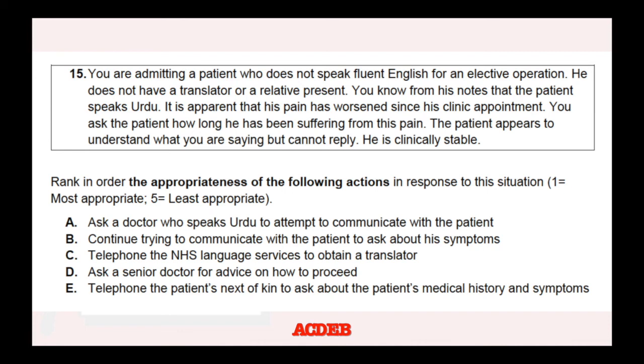So E is telephone the patient's next of kin to ask about patient's medical history and symptoms, and B is to continue trying to communicate with a patient to ask about his symptoms. Now although E sounds correct, there is potential confidentiality that might be broken here. So this is inappropriate. B is also inappropriate because you're going to continue to try to communicate with a patient to ask about his symptoms.